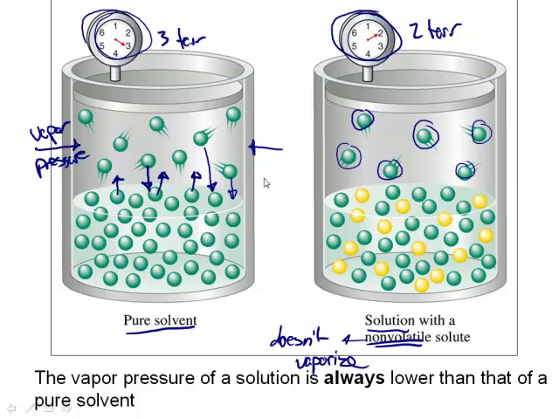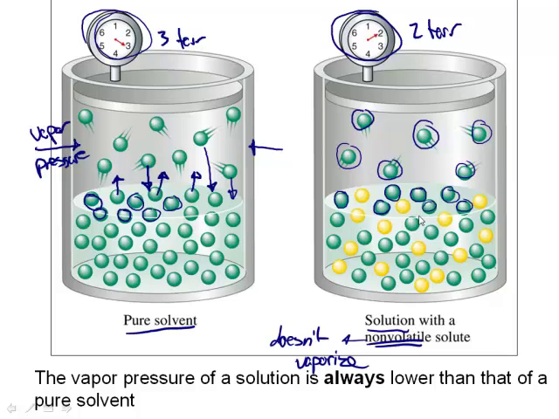Now, why is that? Well, in order for the solvent to vaporize and go into the gas phase in the first place, we have to have solvent molecules that are on the surface of the liquid. We know there's going to be a certain fraction of these that have sufficient kinetic energy to move into the gas phase at any point in time. If we look at the surface of the pure solvent and compare that to the surface of the solution, we can see that there are fewer solvent molecules at the surface in the solution.